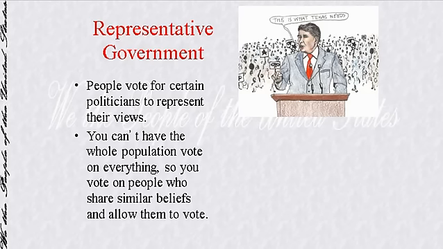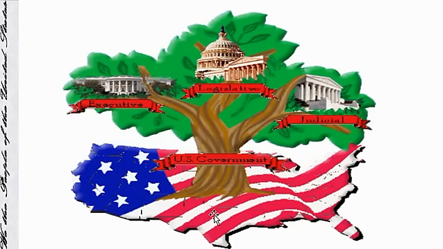The next thing is representative government. In the United States, we get to vote for certain politicians to represent our views. So we get to pick the people that are in power. You can't have the whole population vote on everything, so you vote on people who share similar beliefs and allow them to vote. So we get to pick the people that are in charge and making decisions. People don't just become representatives. They have to earn our votes. Then after we give them to them, if they get enough, they get that power. And the cool thing is if they do a bad job, after a few years, we can just not vote for them and they won't have power anymore. So those are 2 things.